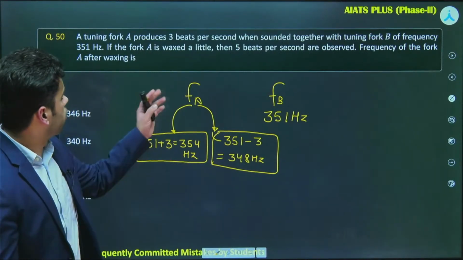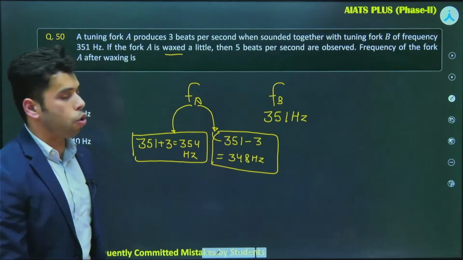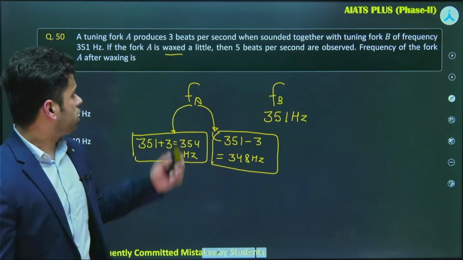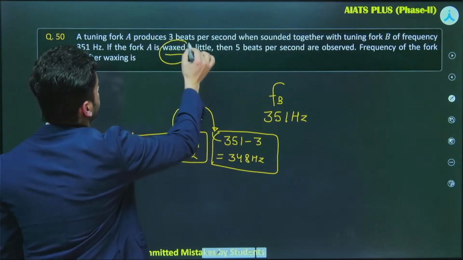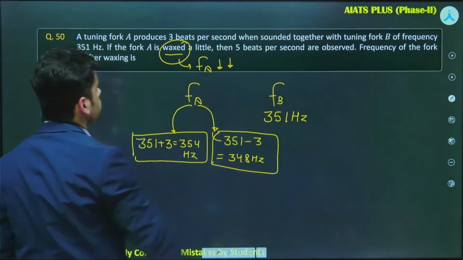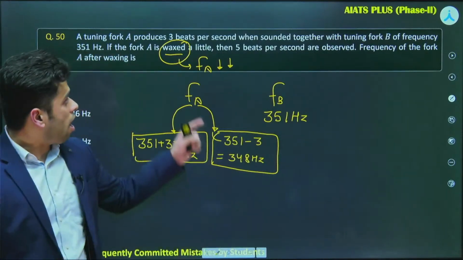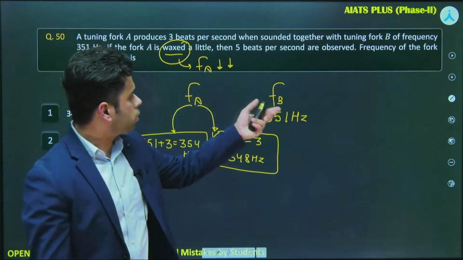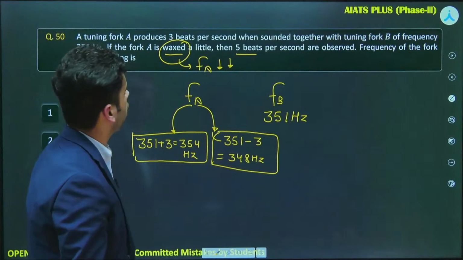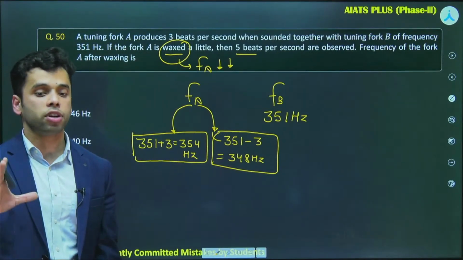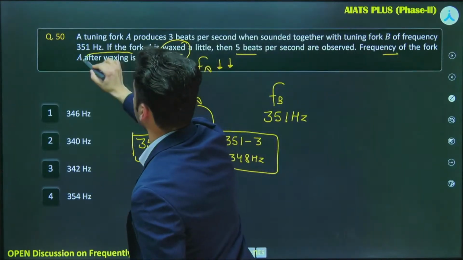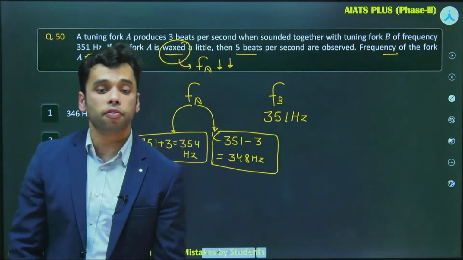It says that the fork A is waxed. What is the meaning of wax? Okay, someone is commenting the answer, 346. If it is waxed, please remember, the frequency of tuning fork A is going to decrease. And after waxing, when it is sounded together with B again, 5 beats per second are observed. We need to find the frequency of fork A after waxing. Please have a look at the problem. You don't need to find the original frequency. After waxing, you need to find.